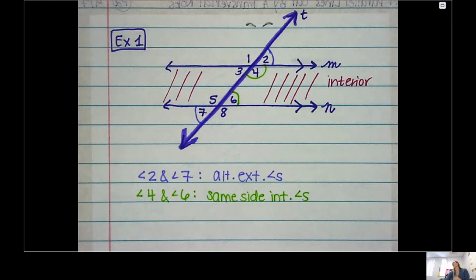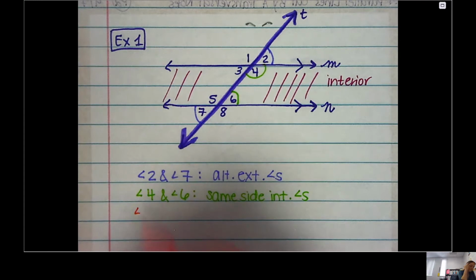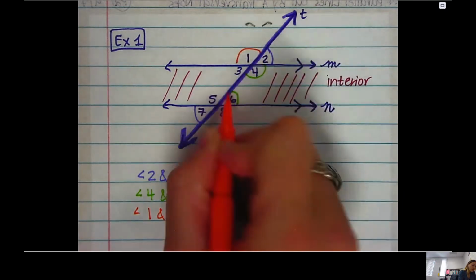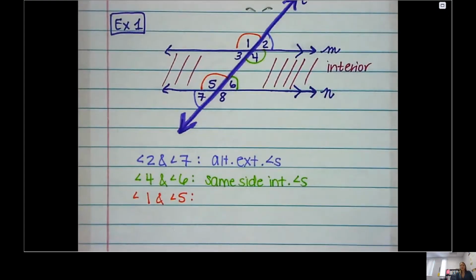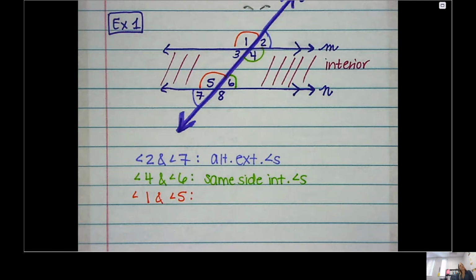Let's do one more. How about angle 1 and angle 5? 1 and 5. Okay, step 1. Are they interior, exterior, or both? Raise your hand if you think they are interior. Raise your hand if you think they're exterior. Raise your hand if you think they're both. There you go. There's only one that has both.